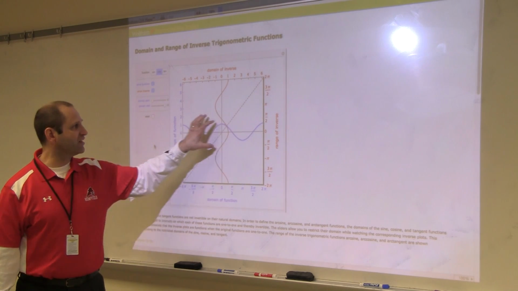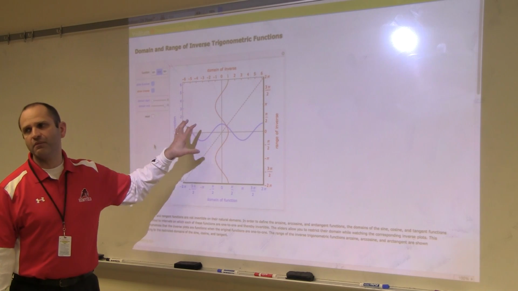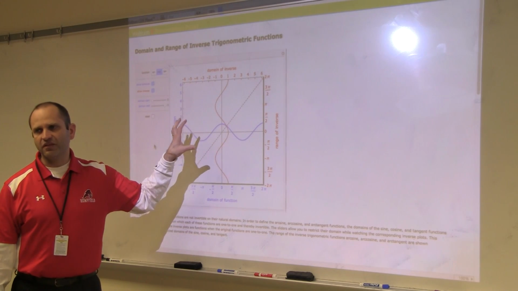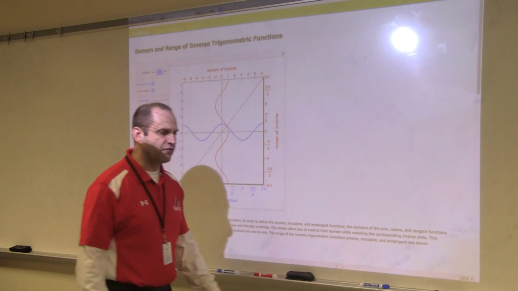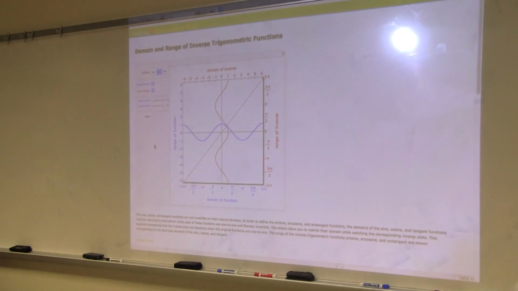What would you restrict this blue curve? How would you restrict the domain of the blue cosine curve so that it is a one-to-one function and therefore the red function, the inverse, will be a function as well? Talk it over.